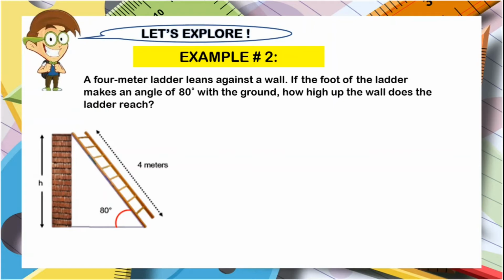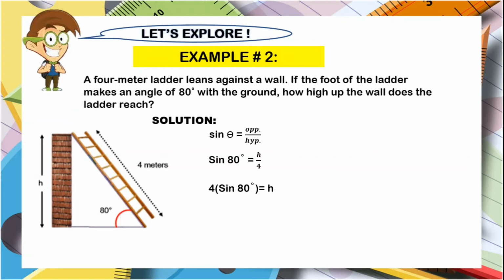Remember that sine is equal to the opposite side divided by the hypotenuse. Then, let's set up the equation by substituting the unknown and the given into the equation. Doing so, we have sine 80 degrees is equal to h divided by 4. Then, multiply both sides of the equation by 4 to isolate the unknown on one side of the equation. Thus, we have 4 times sine 80 degrees is equal to h.